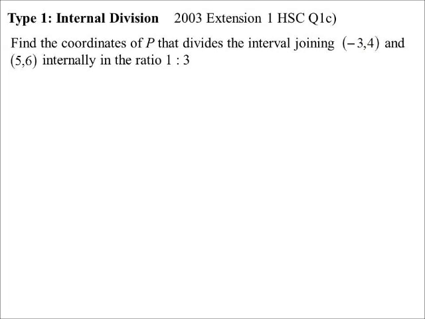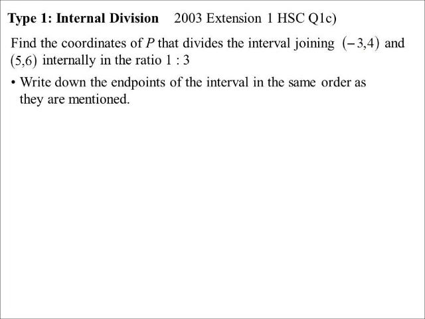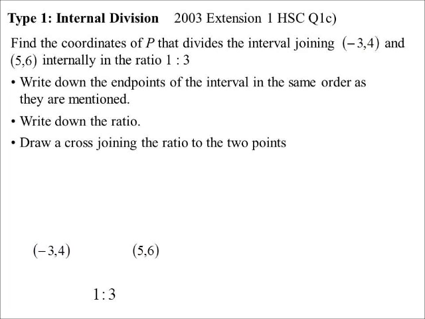So back in 2003, we had to find the coordinates of P, which divides the interval joining (-3, 4) and (5, 6) in the ratio 1 to 3. This is how I do it. I don't do it with a formula. First thing I do is write down the interval in the same order as they've named the interval: -3, 4, 5, 6. Then underneath that, I'll write down the ratio, again in the order that they've said, 1 to 3. And then I just draw a cross.